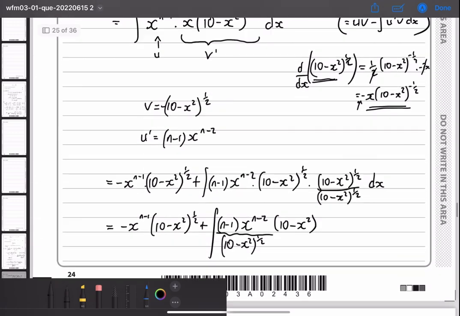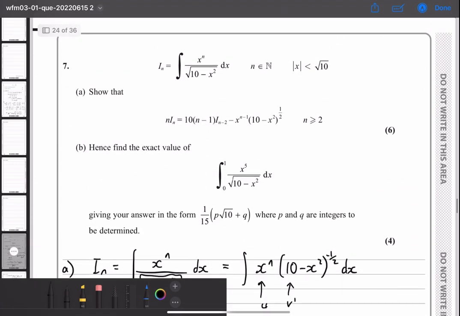Let me just double check. We've got 10 n minus 1 times I n minus 2. Yes. Yeah. Okay. That was a lot of work. That gets us 6 marks.